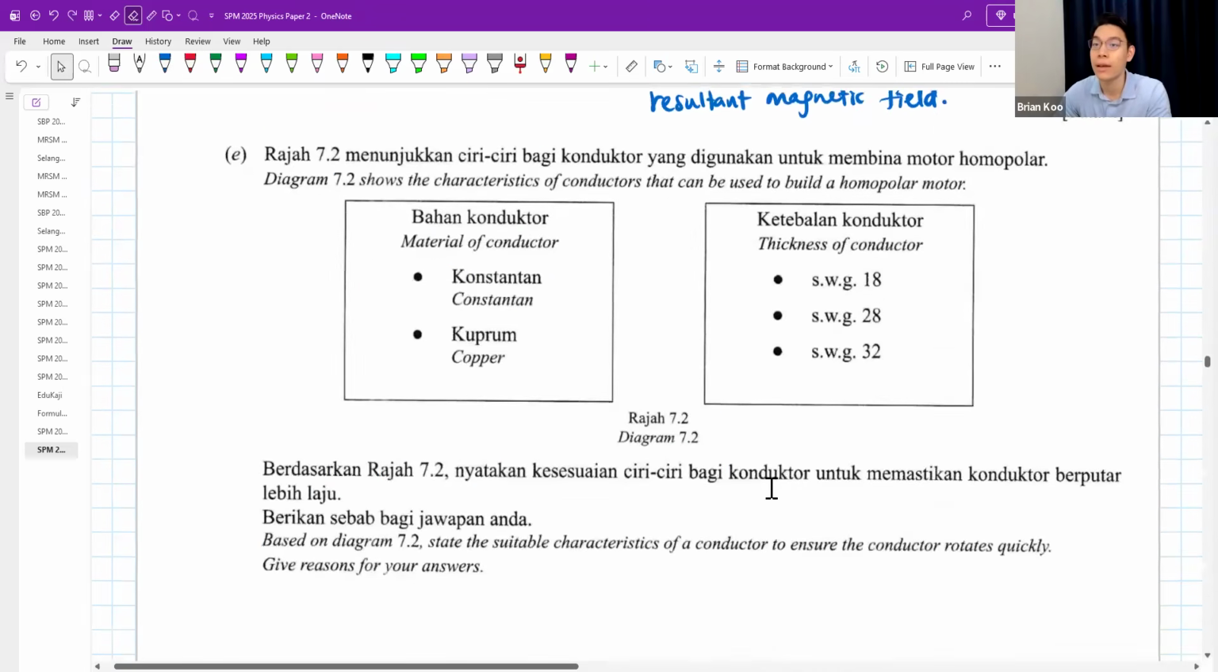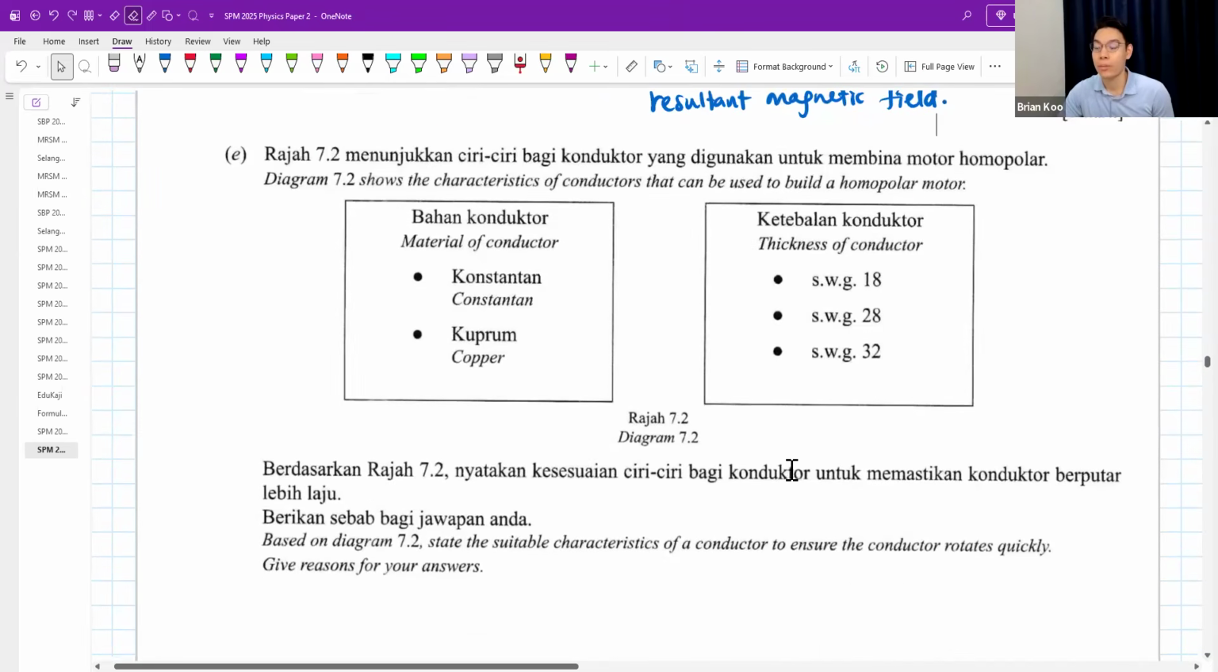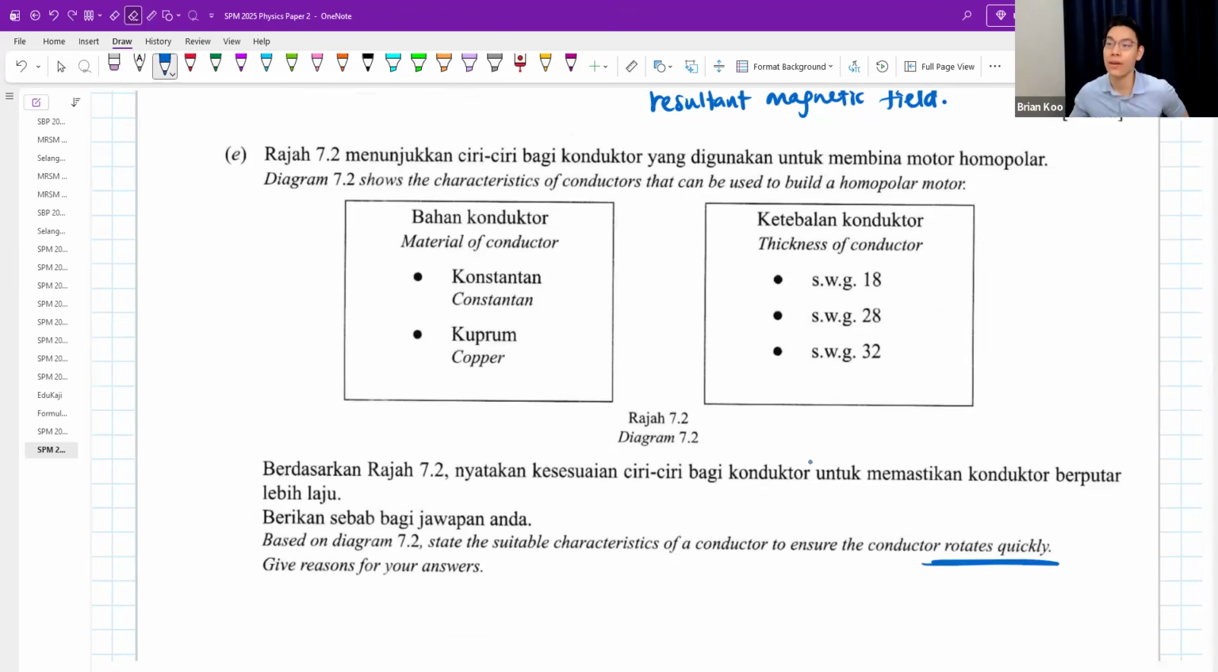Okay, then part E, the diagram shows characteristics of conductors that can be used to build a homopolar motor. Based on diagram 7.2, state the suitable characteristics of a conductor to ensure it rotates quickly. Okay, I want it to rotate faster. Conductor, definitely we want copper.